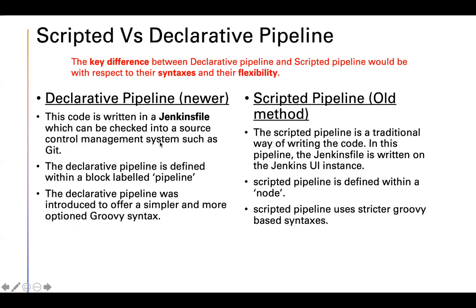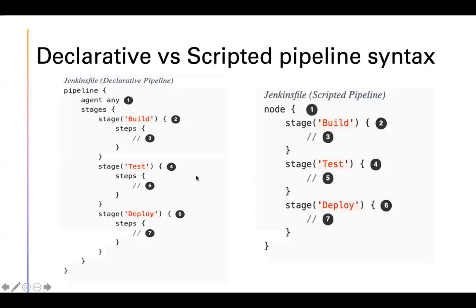Then this one, you have to put it in a GitHub repo. This one, you just have to write it within Jenkins URL. So this is some of the sample of the scripted and declarative.